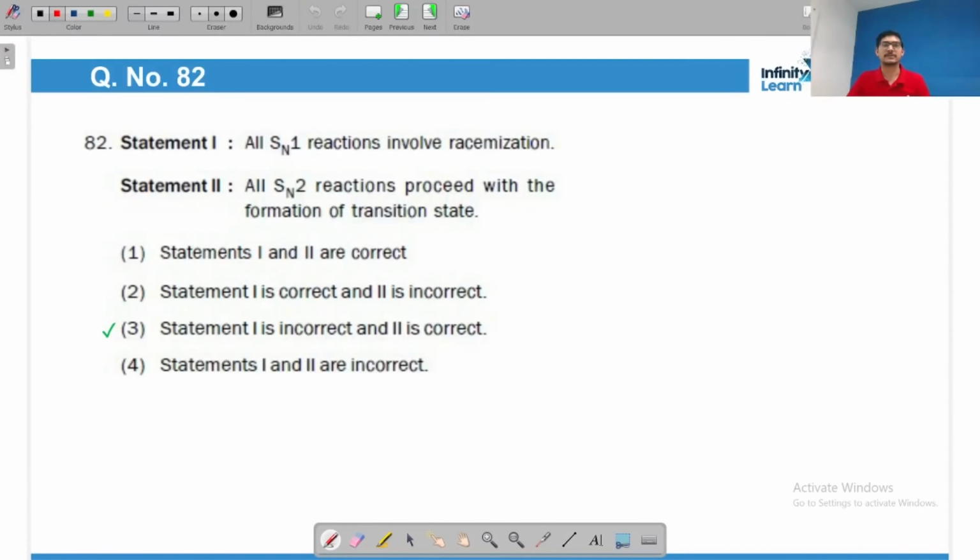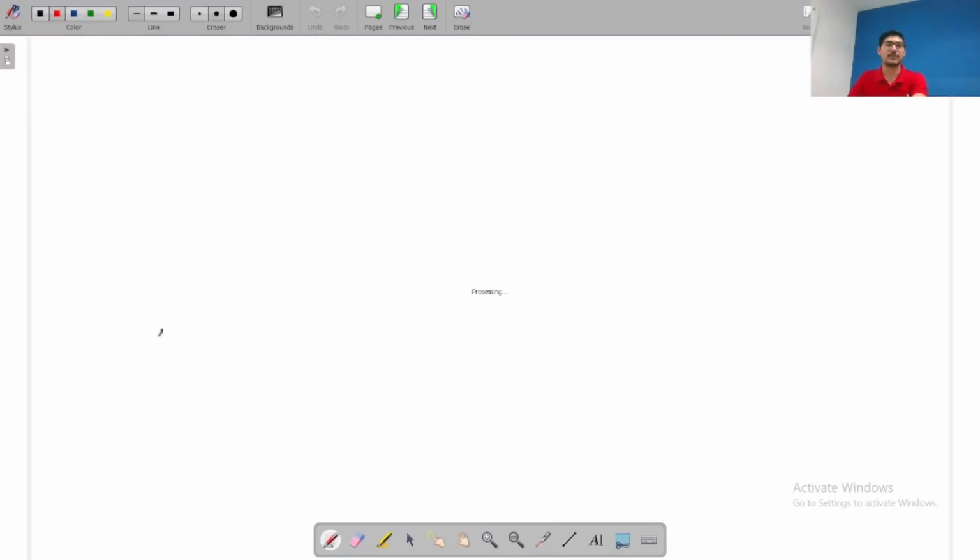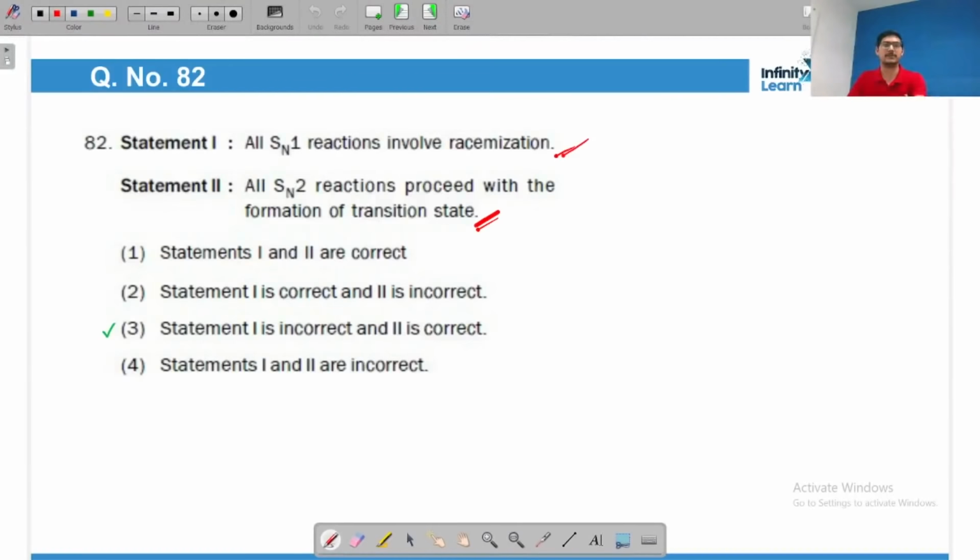All SN1 reactions involve racemization. No, it depends upon whether the substrate is chiral or not. All SN2 reactions proceed with the formation of transition state. Yes, because all SN2 reactions are elementary. They occur in one step, and every elementary reaction occurs through the formation of a transition state. So statement 1 is incorrect and statement 2 is correct.